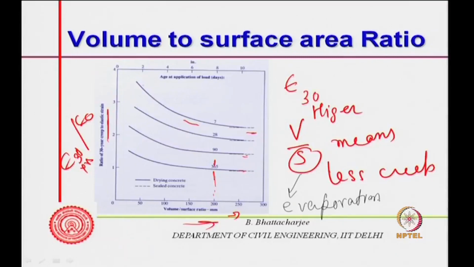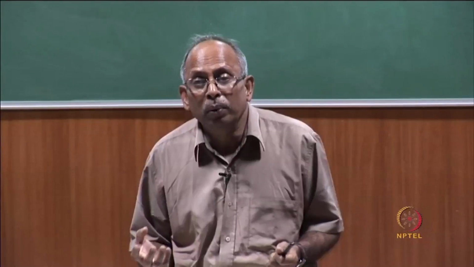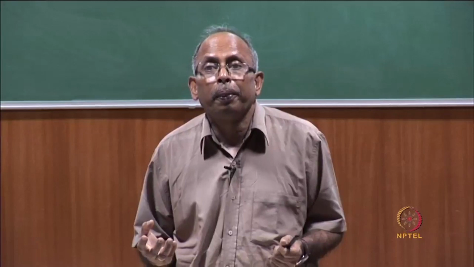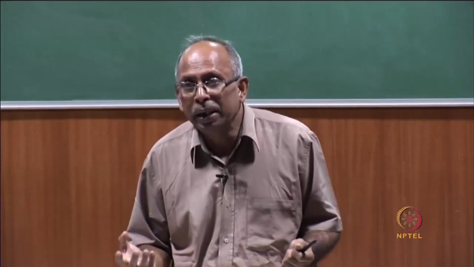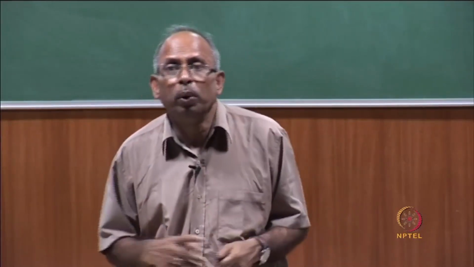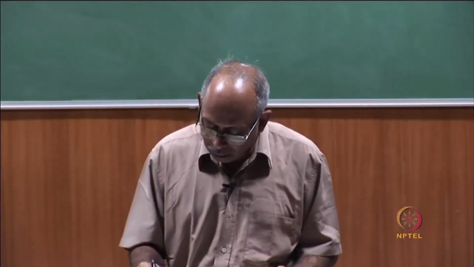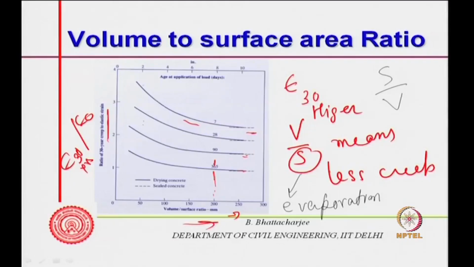So, if I say S by V, more S by V, more surface area per unit volume, means more evaporation possible, drying is possible. So, moisture movement is possible. So, in other words, less V by S means more creep. High S by V, more creep. Low V by S, higher creep. So, that is what it is.